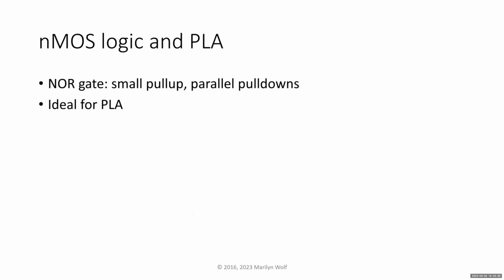Okay, so let's go through the PLA from the Mead and Conway era and understand why it was so successful for a given amount of time. It's based on NOR gates, which in the case of NMOS have a very small pull-up and parallel pull-downs, which was particularly useful, as we'll see in just a moment.